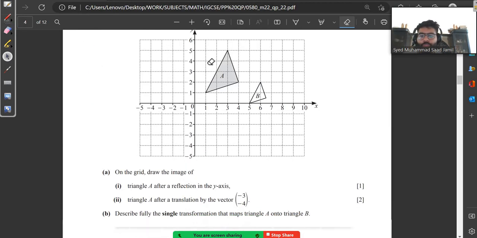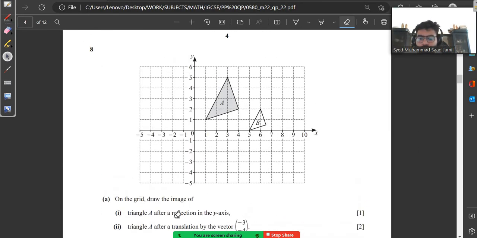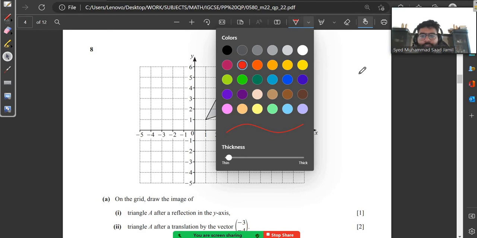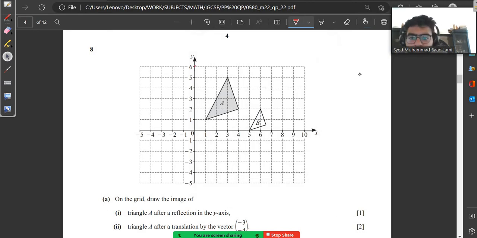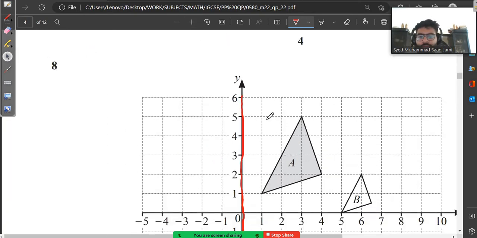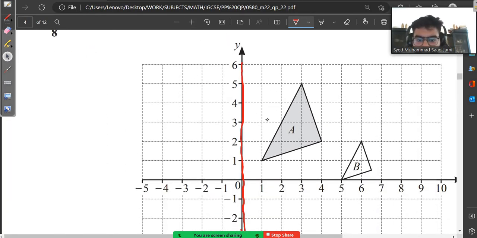Okay, moving on to transformation, it says on the triangle A, a reflection in the y-axis. Okay, you have to draw the reflection in the y-axis. It's a simple thing. We will make a line on the y-axis like this, and we have to reflect it. Now how will we reflect it? From this line, how much is the distance of this point? 1. So we will go 1 backwards.